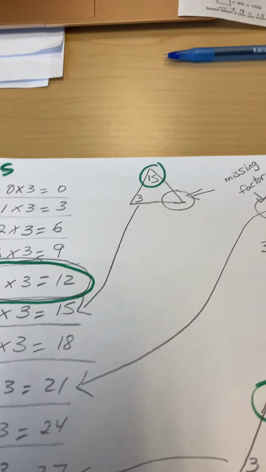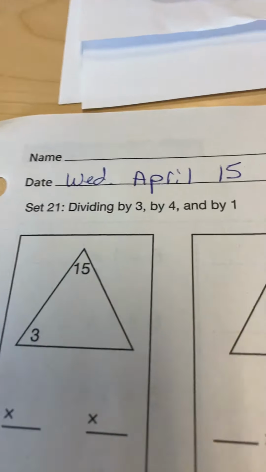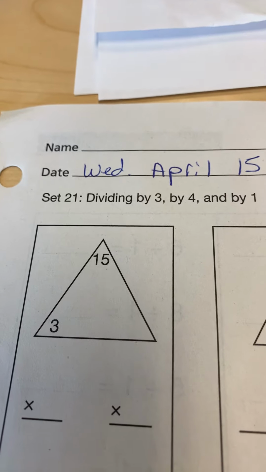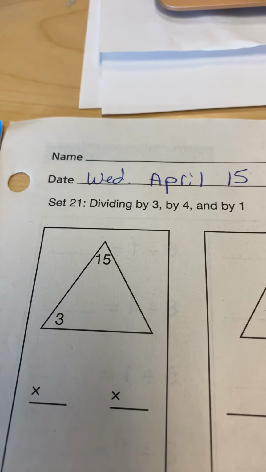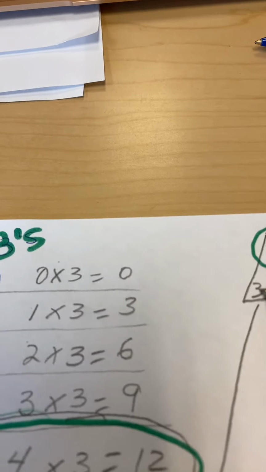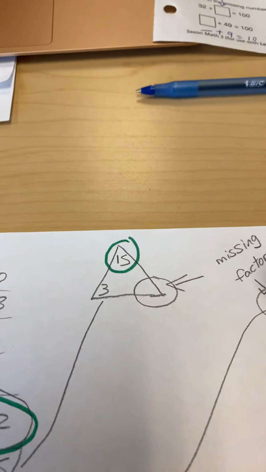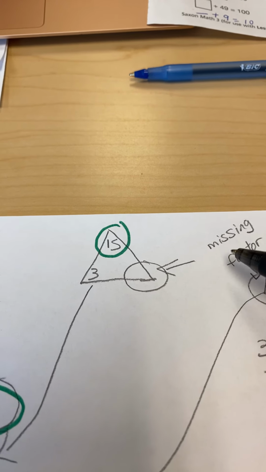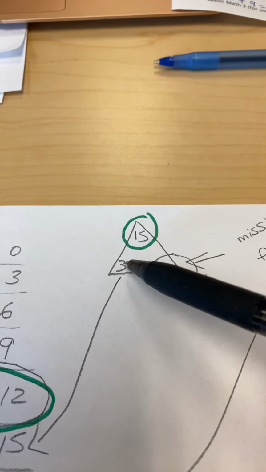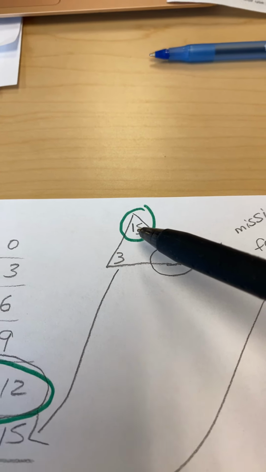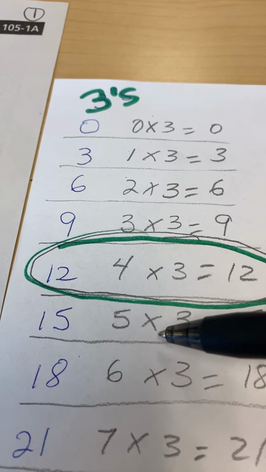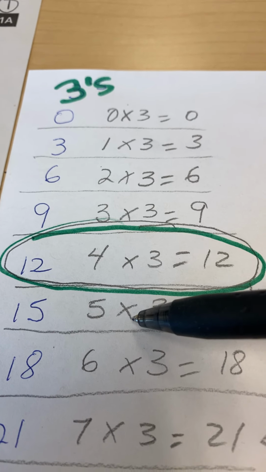Over here, I made some triangles like we have right here. We have a 15 at the top, a 3 factor, and we are missing a factor. So I wrote this, we are missing a factor. 3 times something equals 15. So I go ahead and write this. They could write this themselves if that helps them.